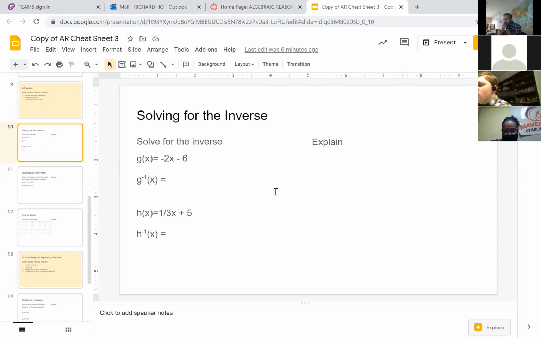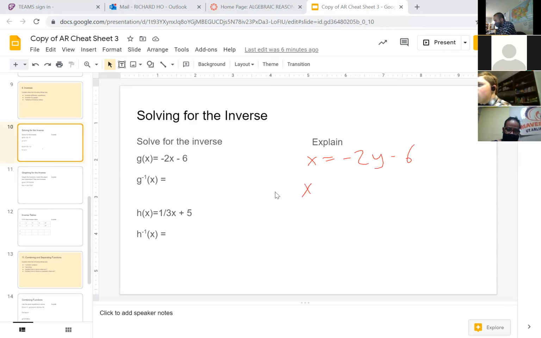Solving for the inverse. Okay, so there are some steps here. First thing to do is swap these. Let's try that again. So you have x equals negative 2y minus 6, and we're going to solve for y.